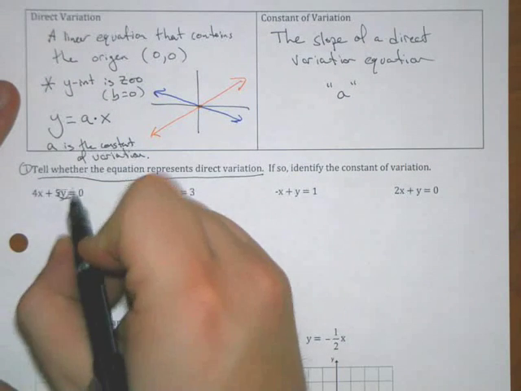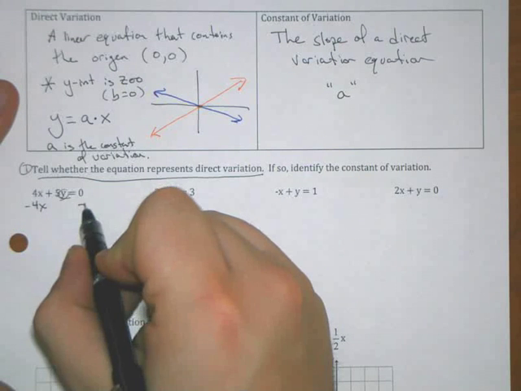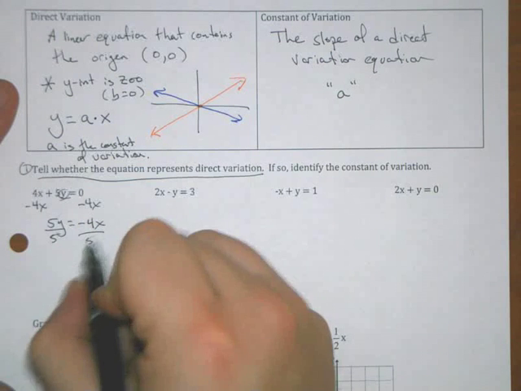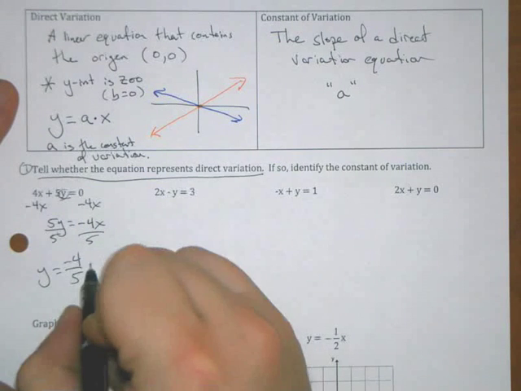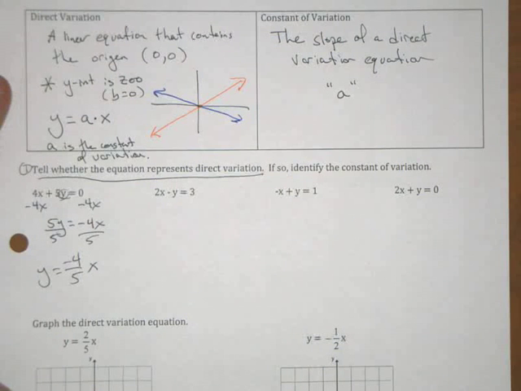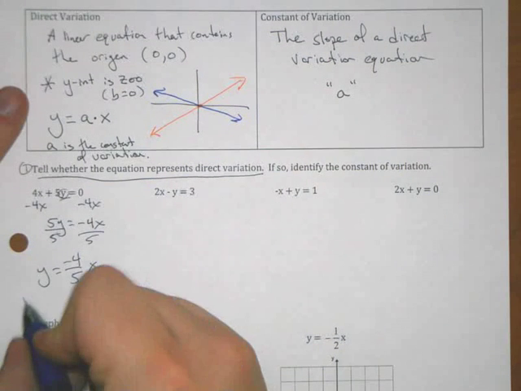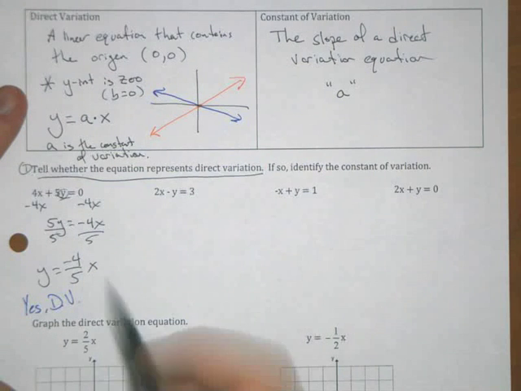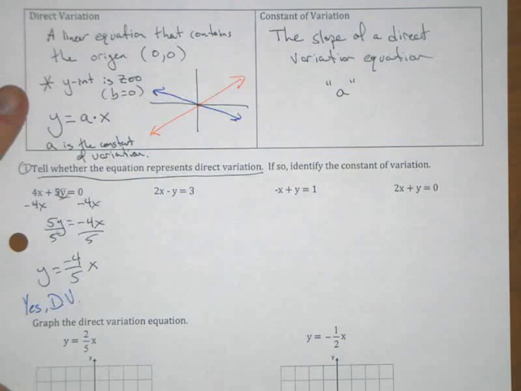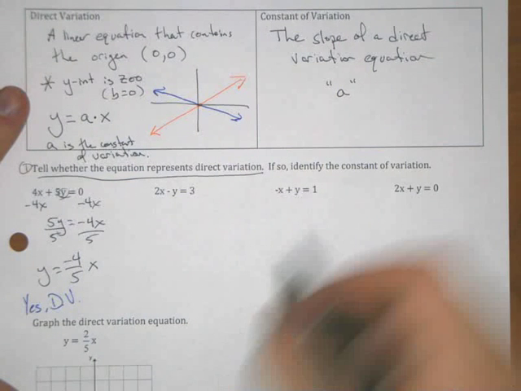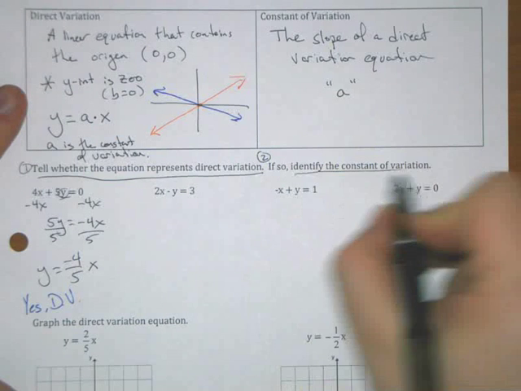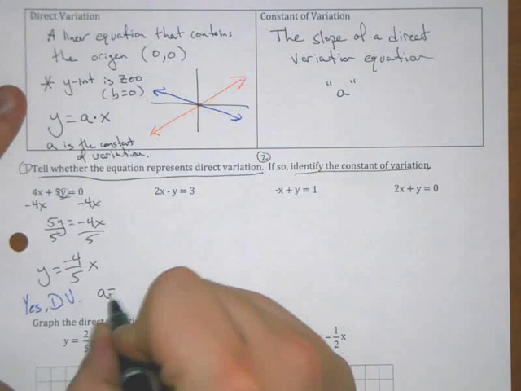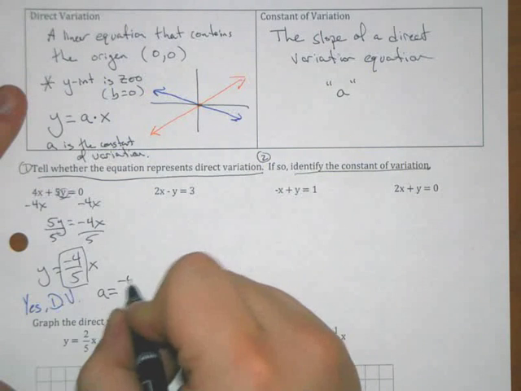So for example, in this first one, let's try to get this in slope-intercept form. I'm going to try to solve for y, and I do so using my normal algebra rules. I get an equation that looks something like this. Yes, this is direct variation. The y-intercept is 0, there's nothing there. That's good. So since it is, we'll identify the constant of variation. Well, the constant of variation is the slope of this line.